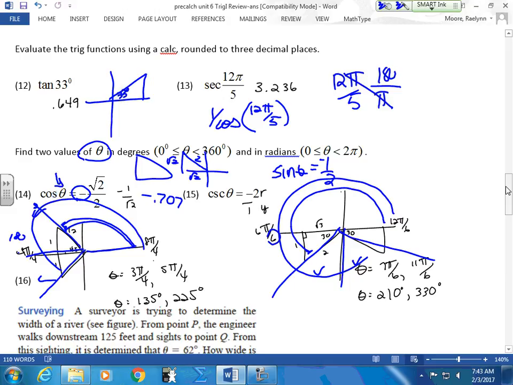180 plus 30. And be careful of this one. If this is 360, you're coming all the way around. You're stopping 30 degrees short of 360. That's your 330. Or take those and just use the formula to convert them.